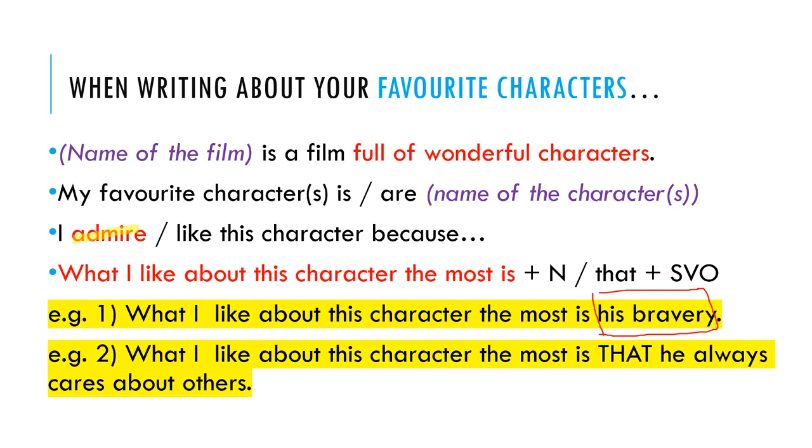But sometimes what you like about the character the most is not just a very succinct thing, then you can use the second pattern. What I like about this character the most is that he always cares about others. Now you can see that this one is subject, verb, and then object. It's a complete sentence, with that at the beginning. We call it a that clause. So it depends how you would like to use this sentence pattern, but make sure you use it grammatically correct.